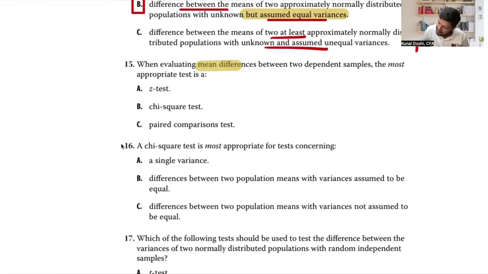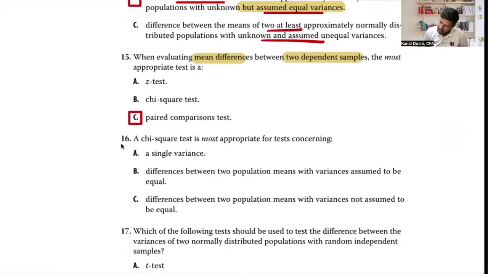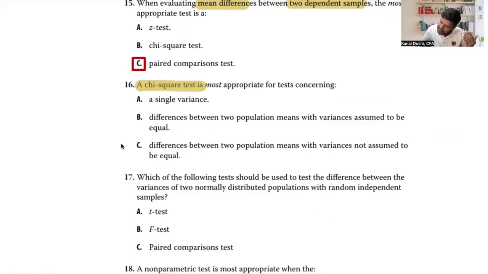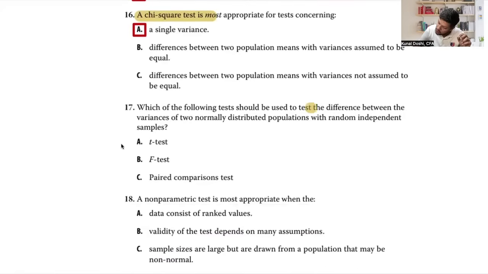When evaluating the mean difference between two dependent samples, that is called the paired comparison test. The most appropriate test statistic is the paired comparison, not the Z test. Z test is for a single mean, chi-square is for a single variance. Got it? Chi-square, as I said, is the test for a single variance, very easy. And which test should be used to test the difference between variances of two normally distributed populations? For two variances, there is only one test, the F test.